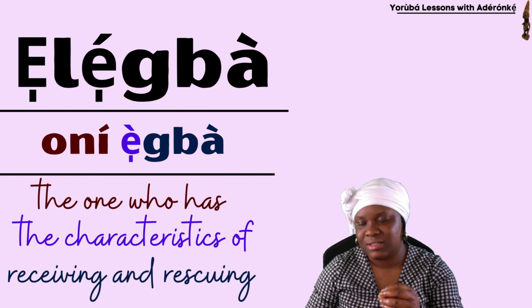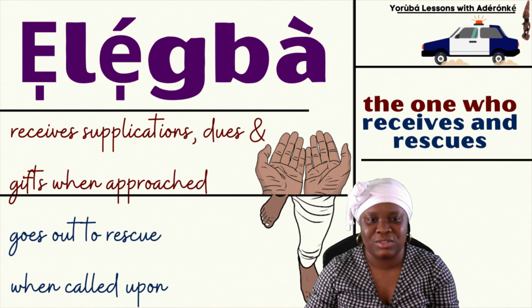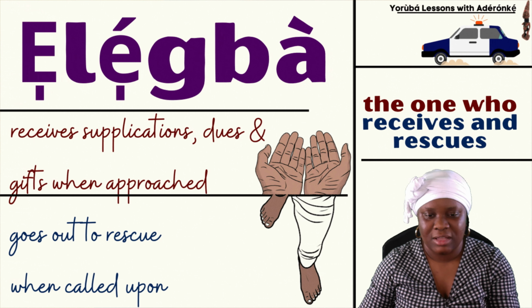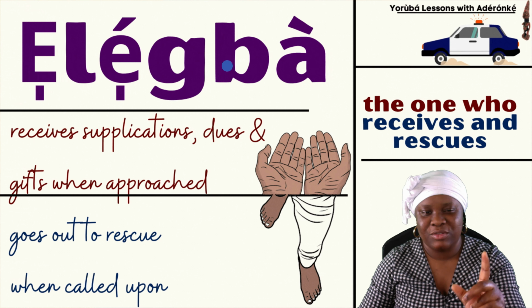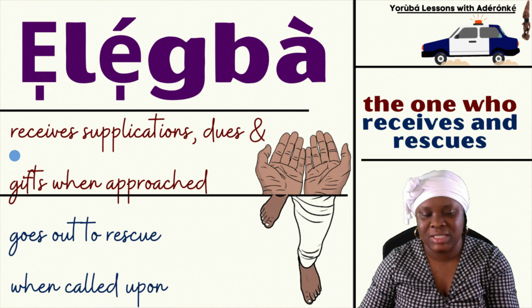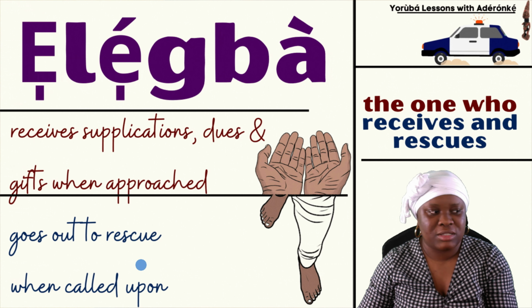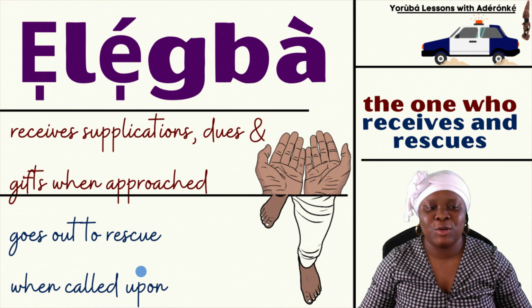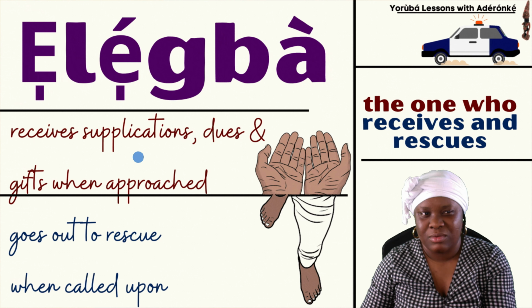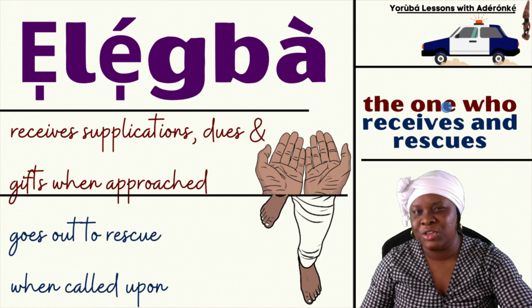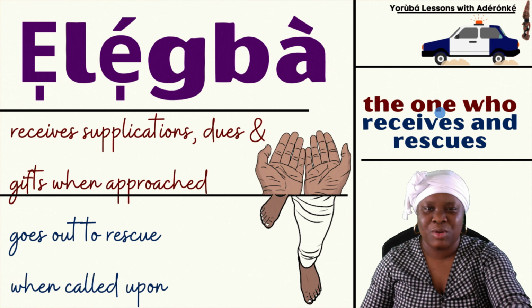And it's really succinct because that is in fact accurate. Eshu is the enforcer, if you will. So anyway, Elegba receives supplications, prayers, dues and gifts when approached, but Elegba also goes out to rescue when called upon. So it's like you go to the police if you have issues, the one who receives when you come to them, but they also go out to rescue. So they don't only wait for you to come to them, they go out to rescue when called upon.